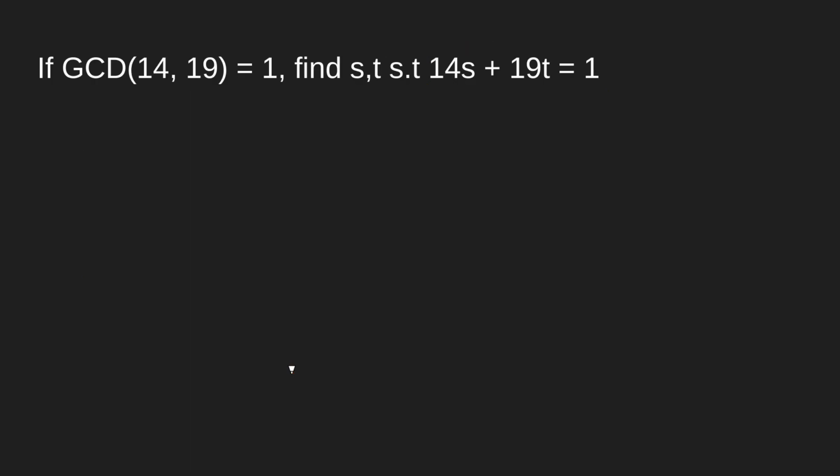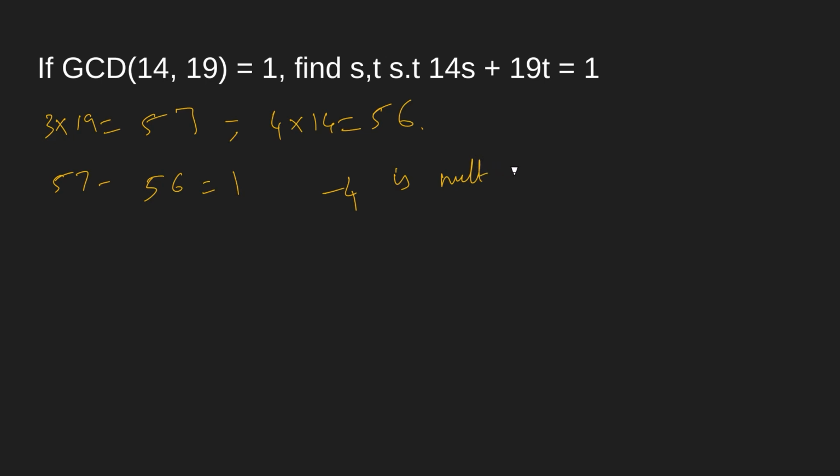How can we verify this? 3 times 19 is equal to 57. 4 times 14 is equal to 56, and if we subtract them, 57 minus 56 is equal to 1. Simple math. So we can say that negative 4 is the multiplicative inverse of 14 in this group Z19.